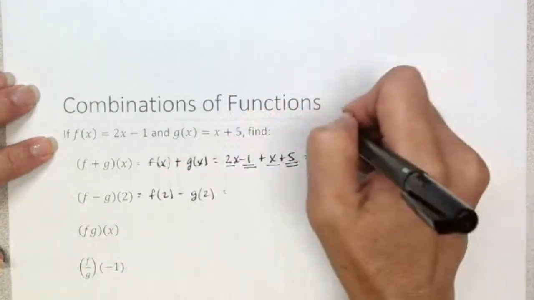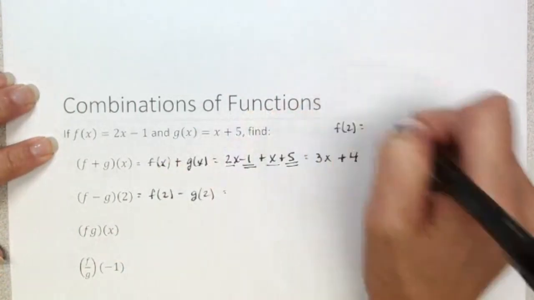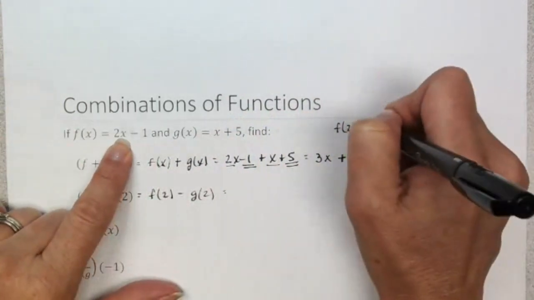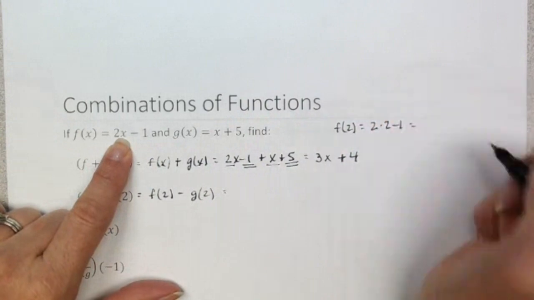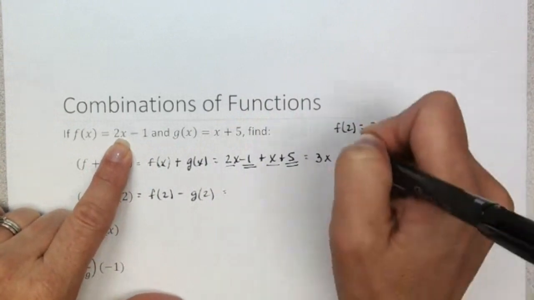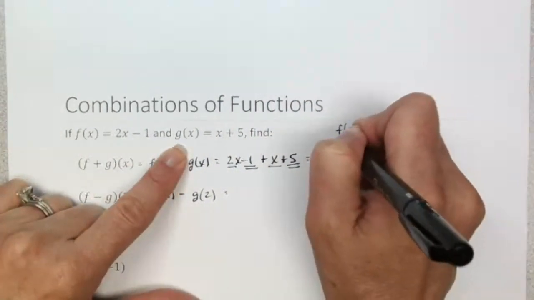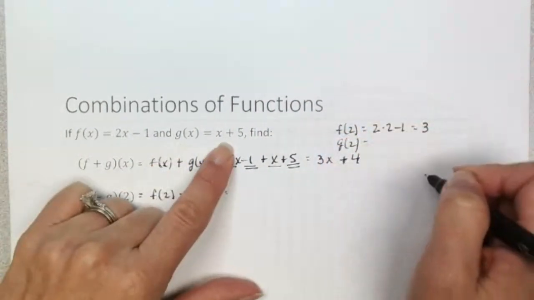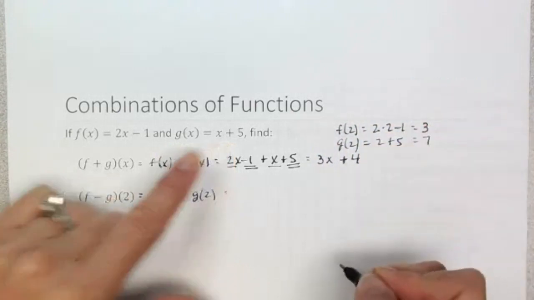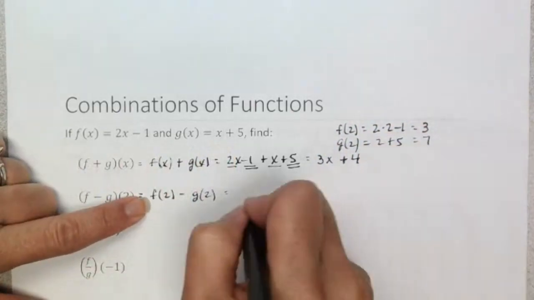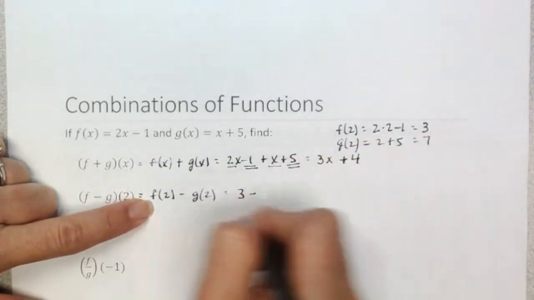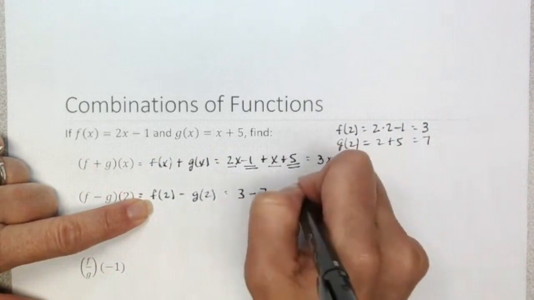So let's see, maybe we'll write it over here. What is f of 2? F of 2, we're going to put 2 in for the x. F of 2 is going to be 2 times 2 minus 1. Well, that's 4 minus 1, or 3. And then g of 2, put 2 in for the x, is just 2 plus 5, or 7. So f of 2 minus g of 2 is going to be 3, that's what f of 2 was, minus 7, or negative 4.